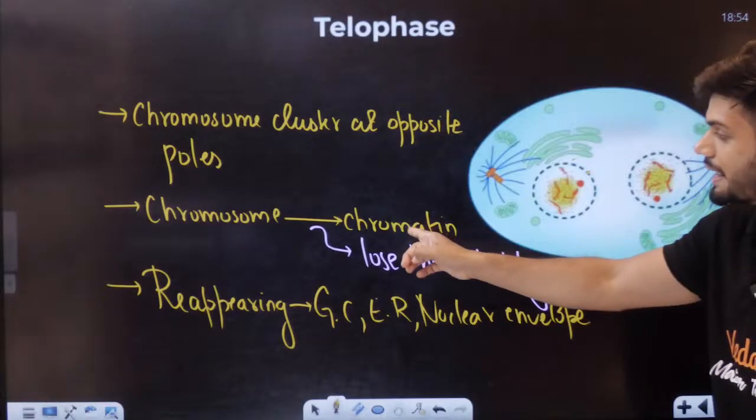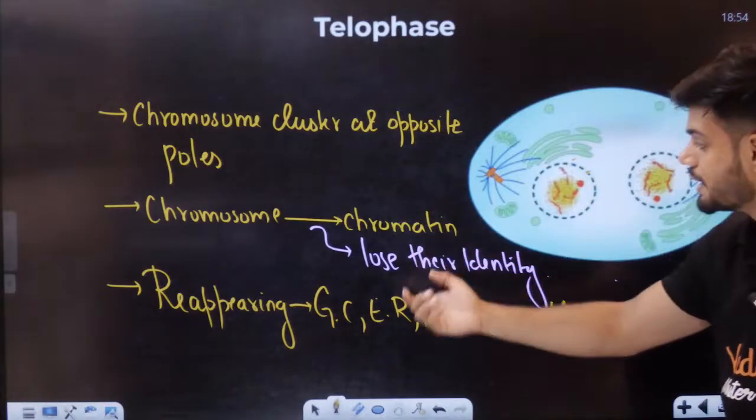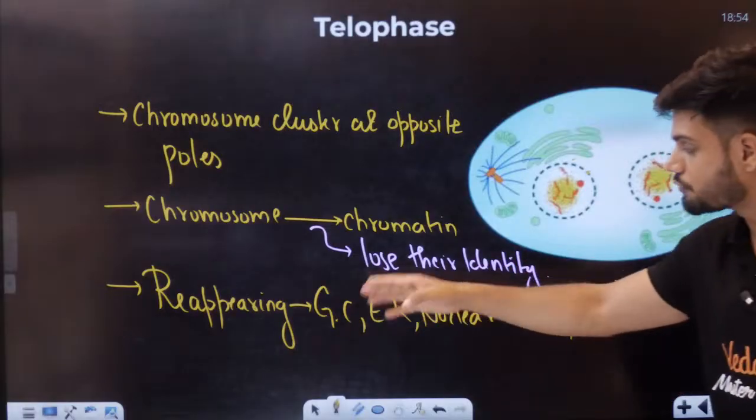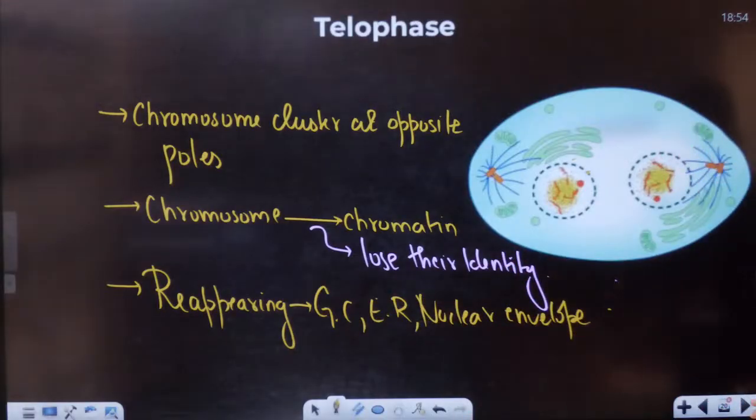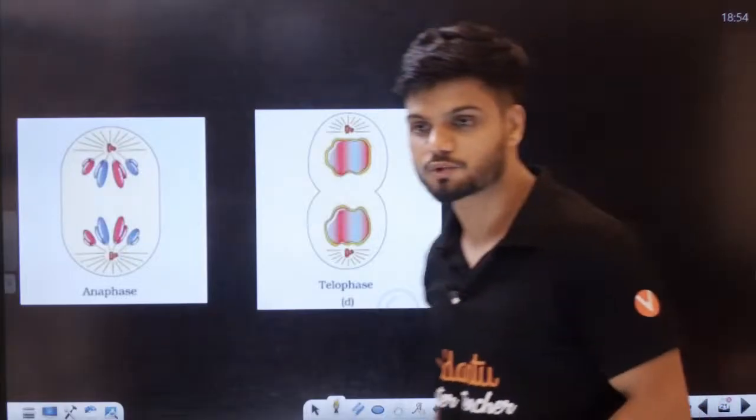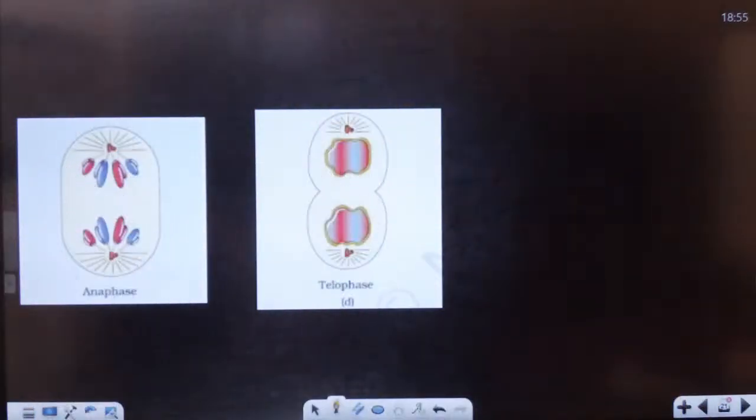Chromosomes again go back to chromatin. In that process, they lose their identity. The Golgi complex, ER, and nuclear envelope, everything starts to reappear. That is what is happening, students, in the entire thing.